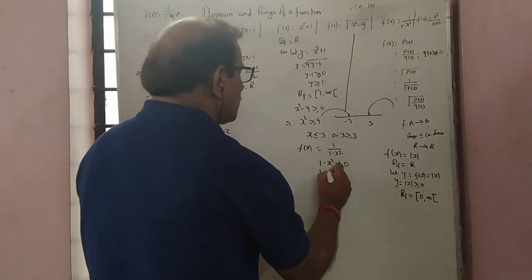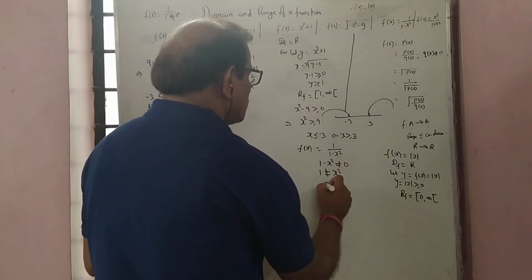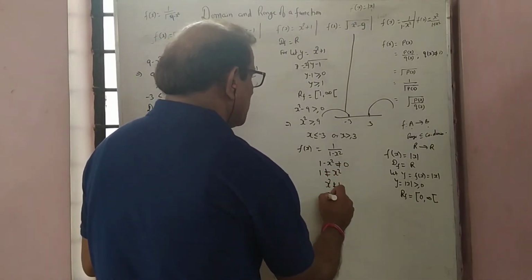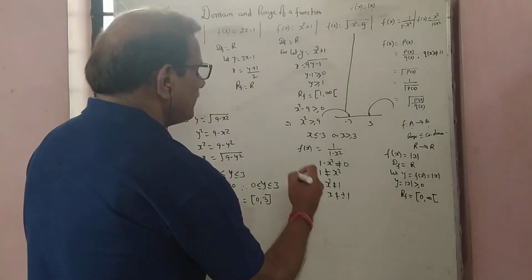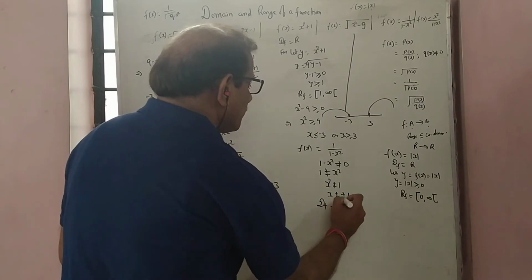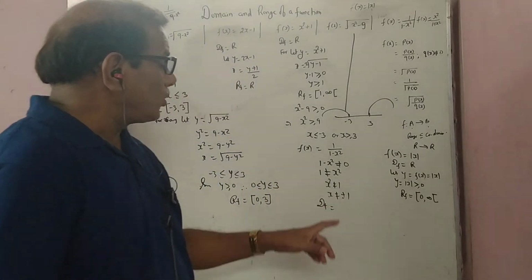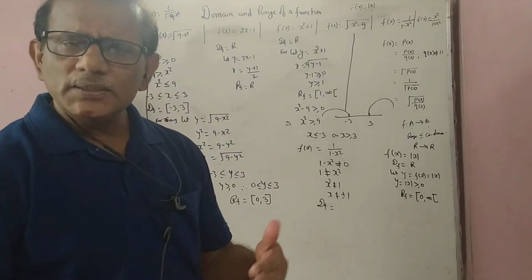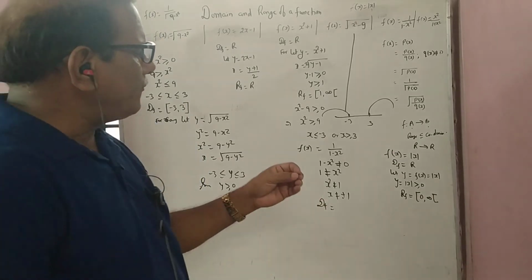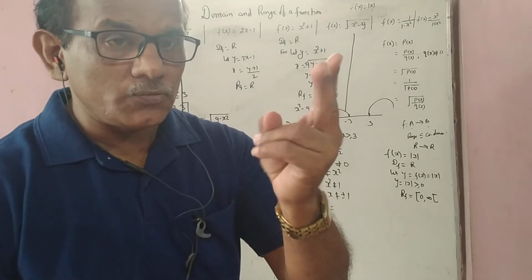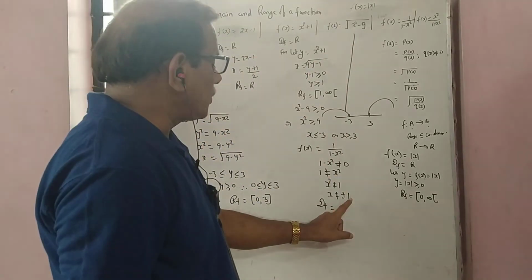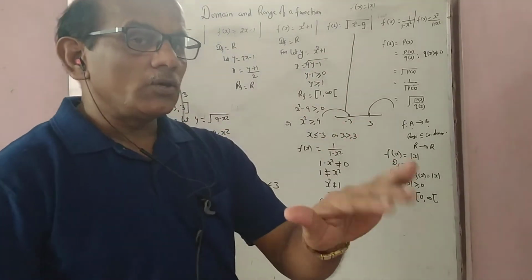That means 1 cannot be equal to x square. So x square is not equal to 1, so x cannot be equal to plus minus 1. So what will be the domain of this function? The domain of this function cannot include minus 1 and 1. What does this mean? This means every real value of x is possible, but the restriction is for only two numbers. It cannot be 1 and cannot be minus 1.